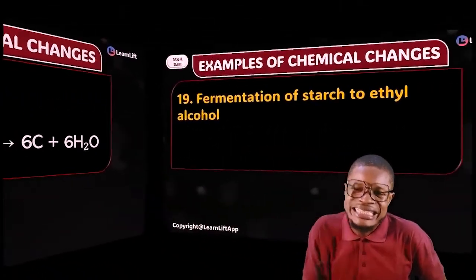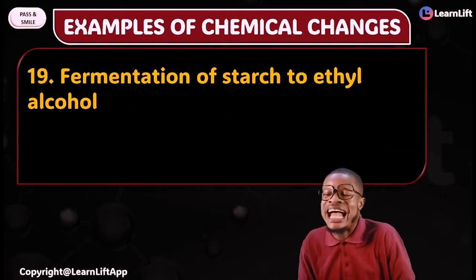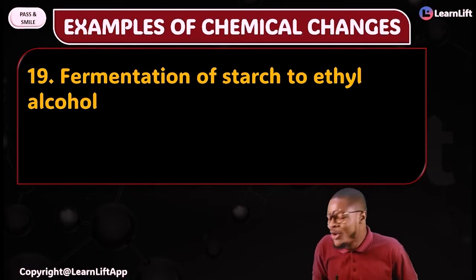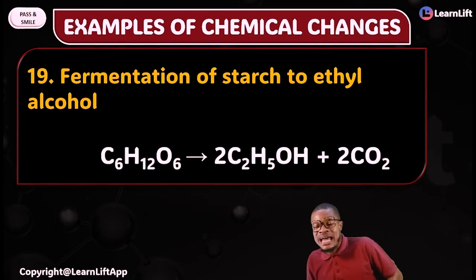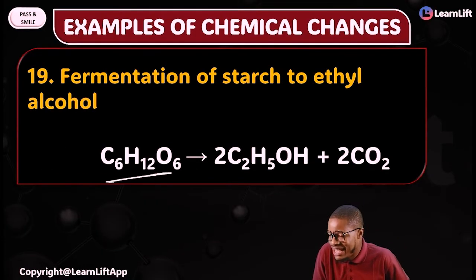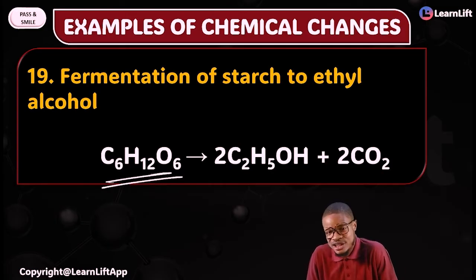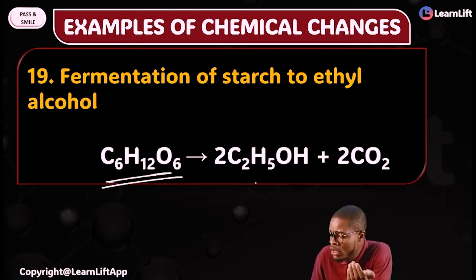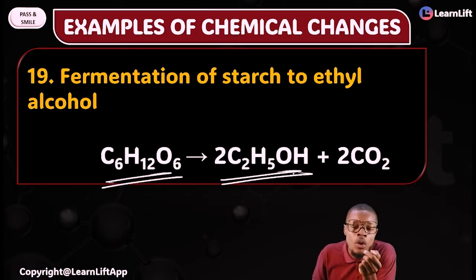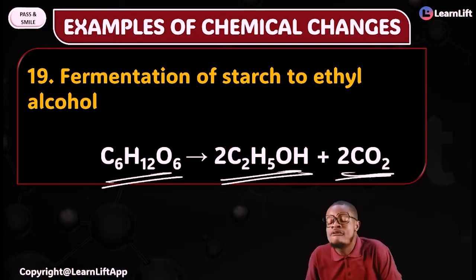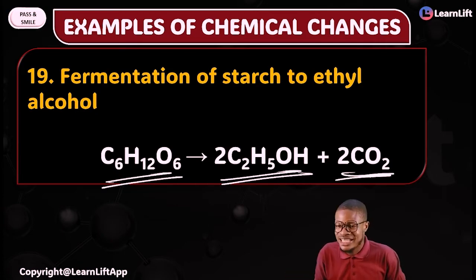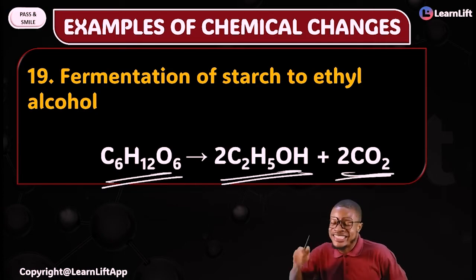And then number 19 is called fermentation of starch to ethyl alcohol. By fermentation of starch to ethyl alcohol, what happens? This is your carbohydrate, something like your starch. If it undergoes fermentation, what are you going to have? Ethanol and carbon 4 oxide. Chemical change.